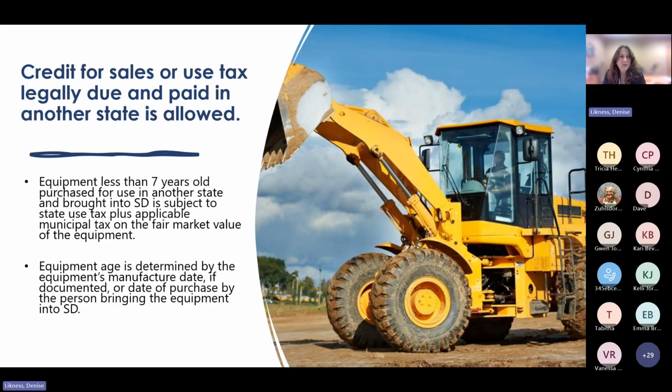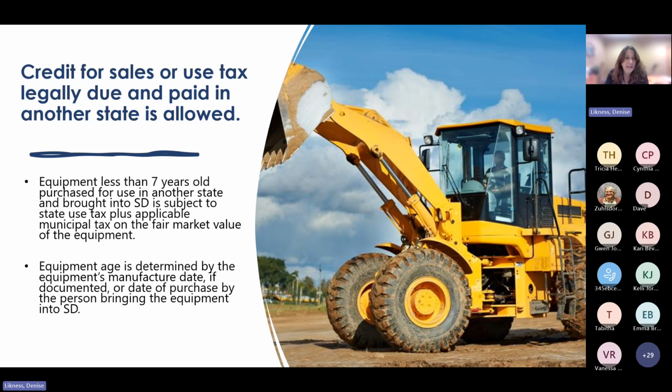If credit is given for sales or use tax that's legally due and paid in another state, we kind of went over that with some things, but with equipment, nice little picture of a piece of equipment. If that equipment is less than 7 years old, and it's purchased for use in another state and then brought into South Dakota, it is subject to our state use tax plus applicable city tax if it's within a city limit. And that's on the fair market value of the equipment.